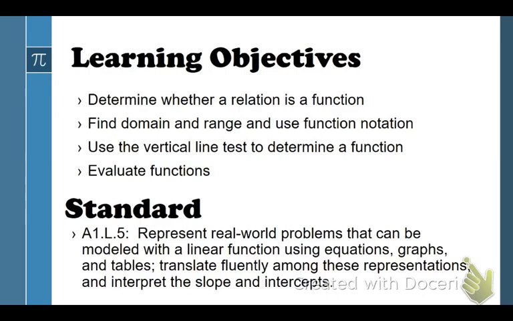We're also going to find the domain and range and use function notation. We will need to figure out what domain and range is and what function notation is. We're then going to use the vertical line test to determine if a graph is a function or not. And then we are also going to evaluate functions. Okay? A lot going on today. I fit it all on one page, front and back, though. So we'll get through these pretty quick.